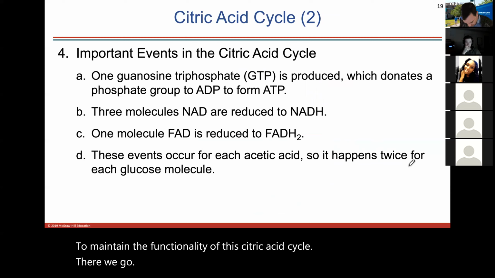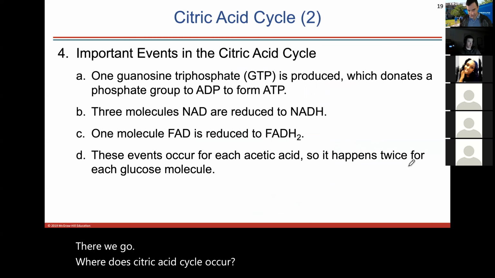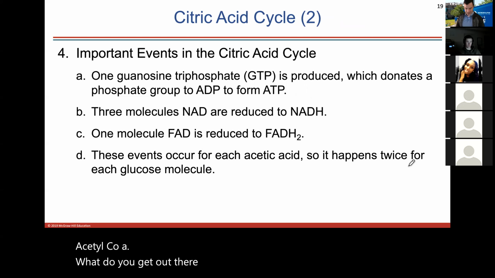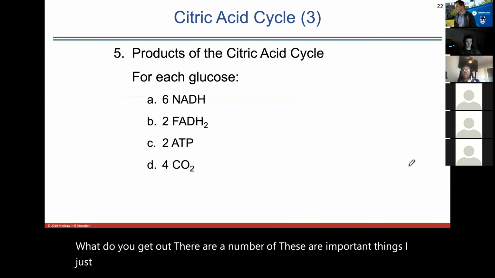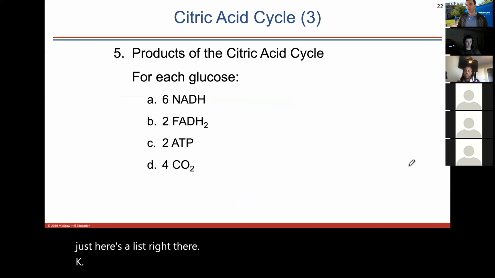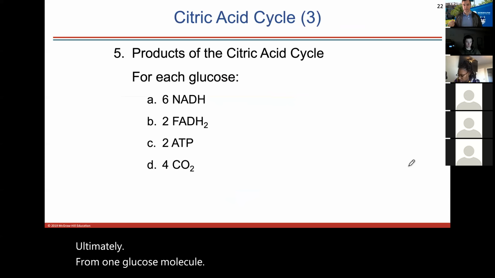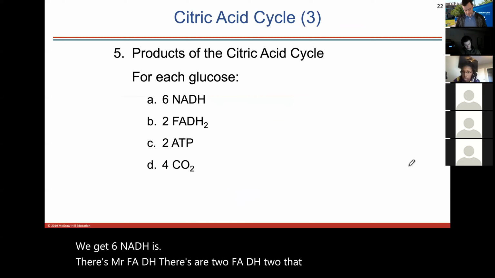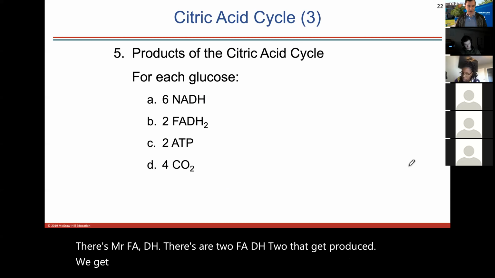Where does citric acid cycle occur? In the matrix of the mitochondria. What enters? Acetyl-CoA. What do you get out? There are a number, these are important things. Here's a list right there. Ultimately, from one glucose molecule, we get 6 NADHs. There's Mr. FADH. There's our 2 FADH2s that get produced. We get 2 molecules of ATP and 4 waste units of carbon dioxide.